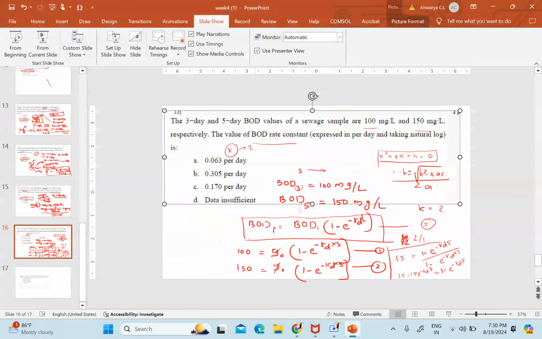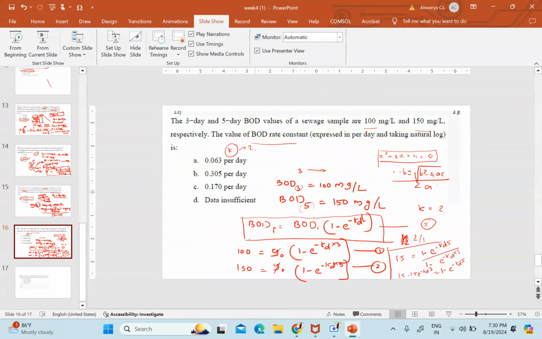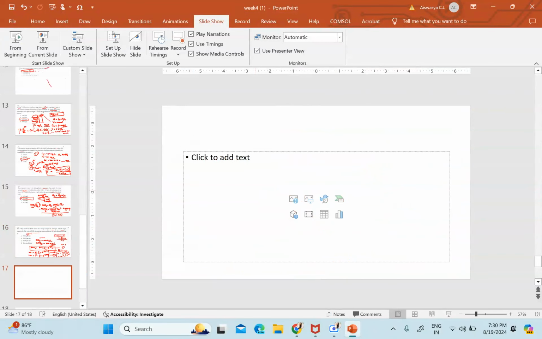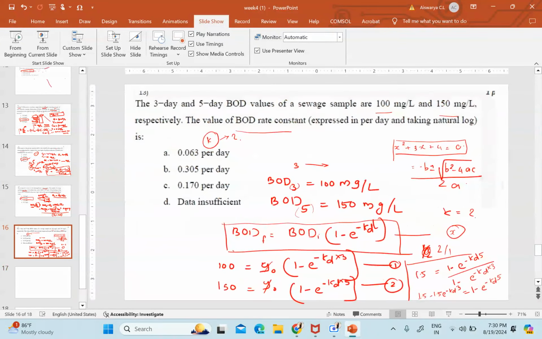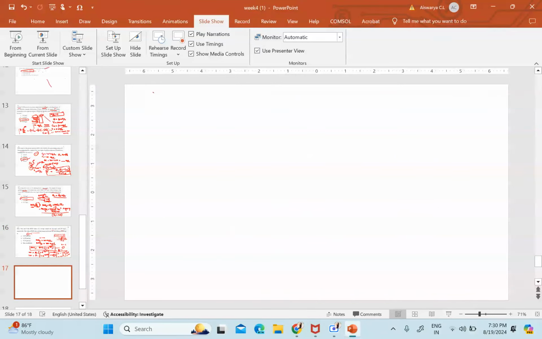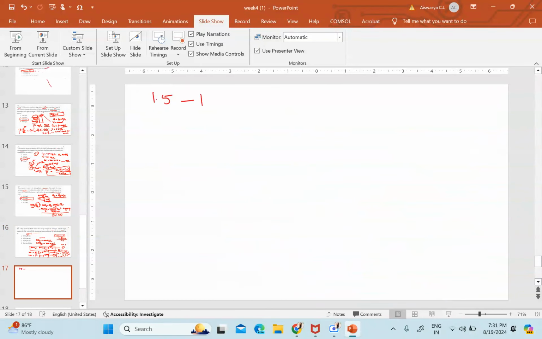So everyone has reached till here. Okay. You can see the screen, right? So this is the first one. You are getting 1.5 minus 1.5 into e raised to minus kd 3 equal to 1 minus e to the minus kd into 5, right?